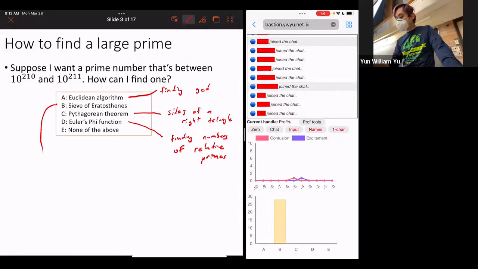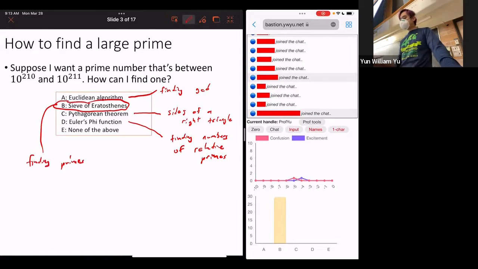Whereas this here is actually finding primes. Okay, and let's review this a little bit, because this is the only tool we've learned so far for actually finding prime numbers.